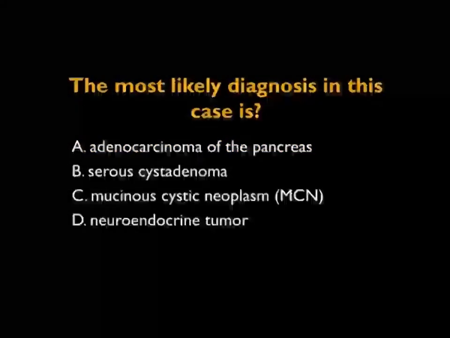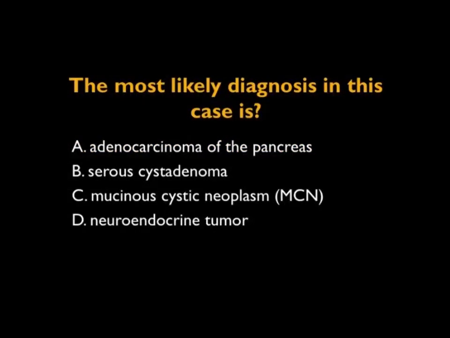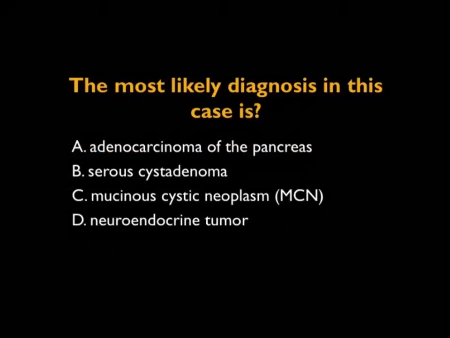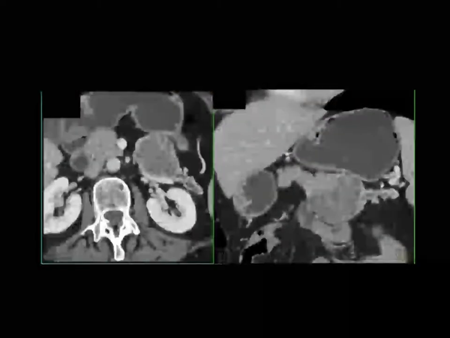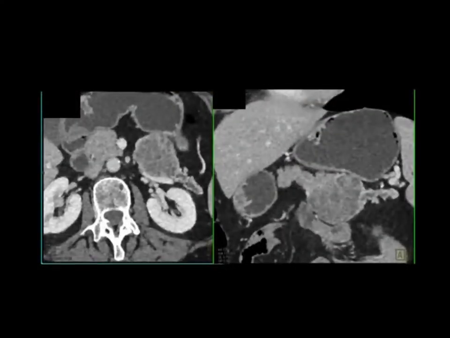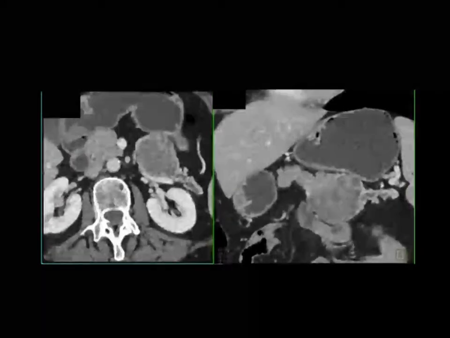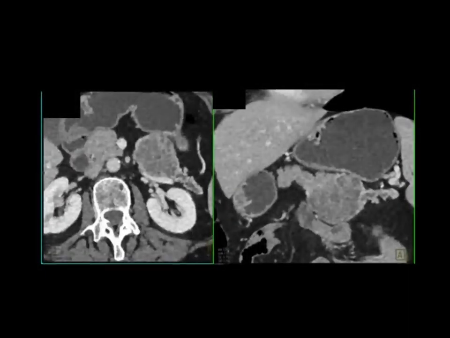Here's another case. What's the best diagnosis? You see a large mass in the body of the pancreas with atrophy of the distal gland with dilated duct. When you look carefully at the lesion, it kind of looks like Swiss cheese. There are multiple holes in the lesion. That's not the description of adenocarcinoma. And the lesion is not vascular, so I'm not thinking about neuroendocrine.